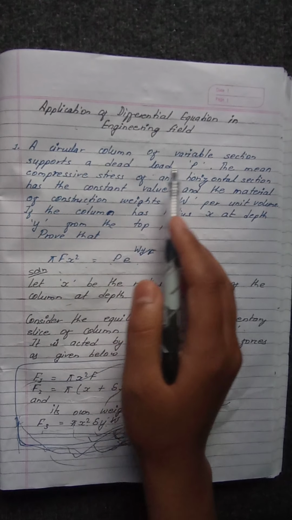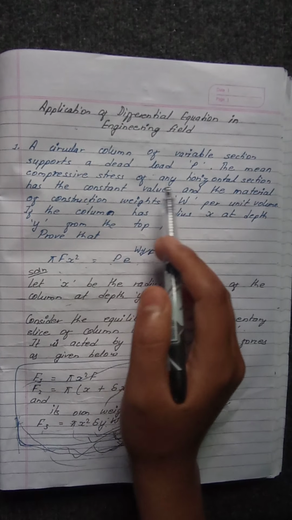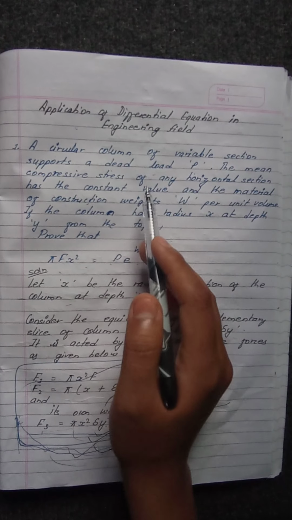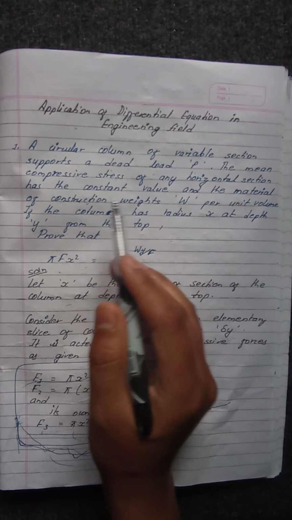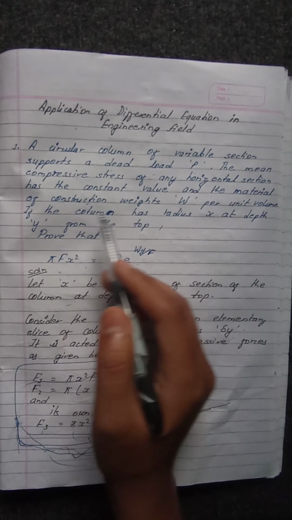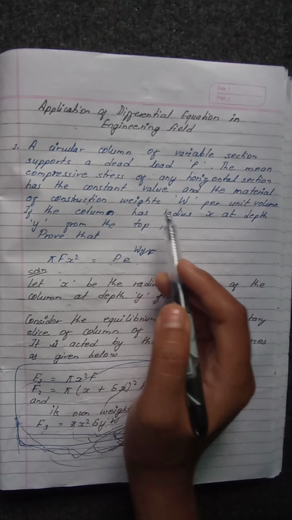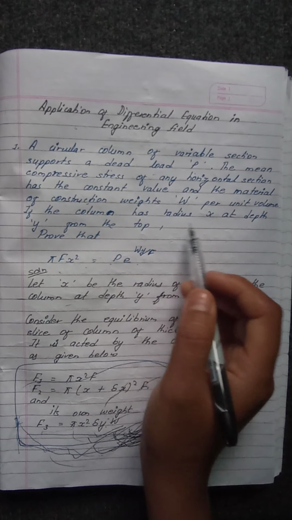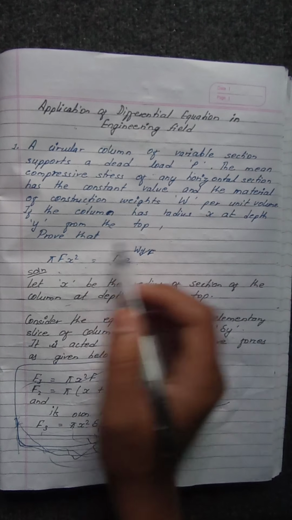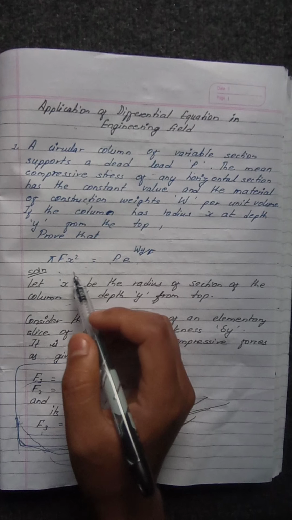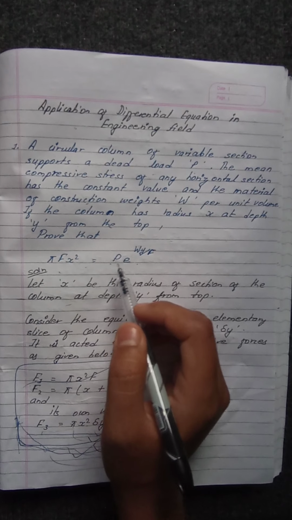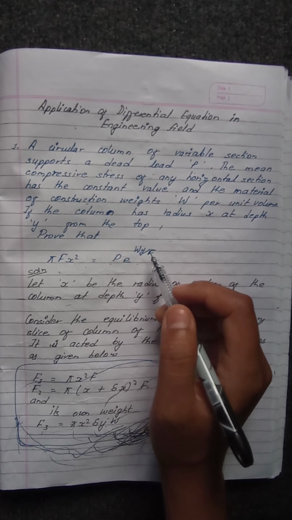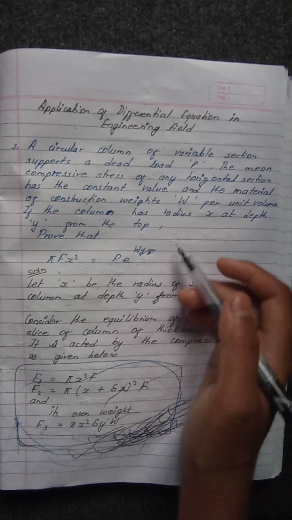A circular column of variable section supports a dead load P. The mean compressive stress of any horizontal section has the constant value f, and the material of construction weighs W per unit volume. If the column has a radius x at depth y from the top, prove that pi f x square equals P e to the power wy by f.